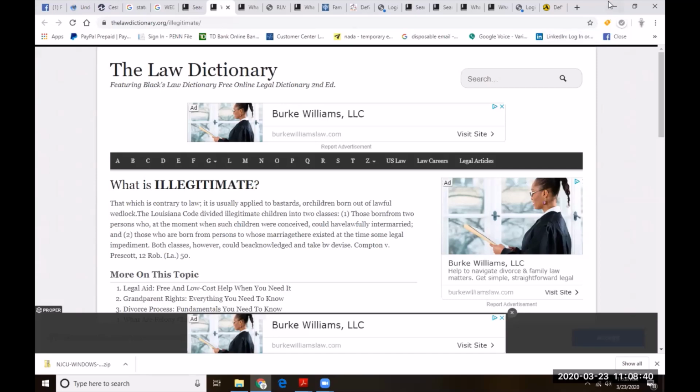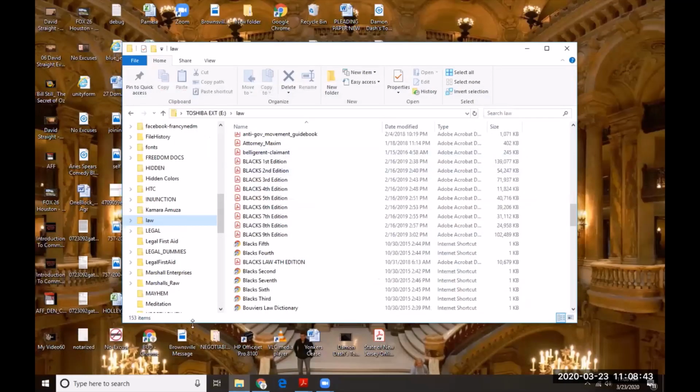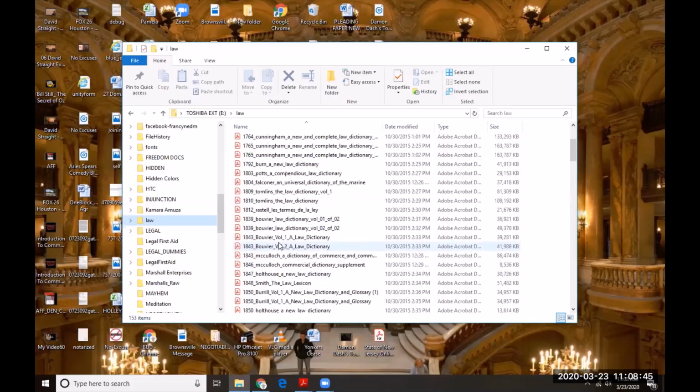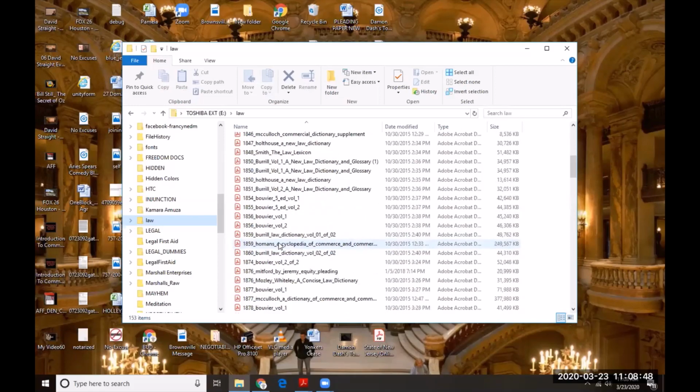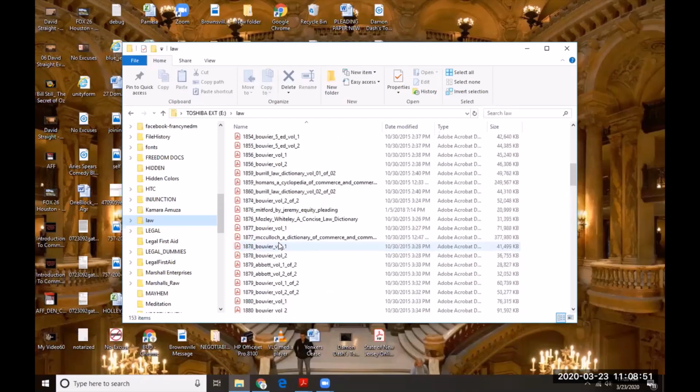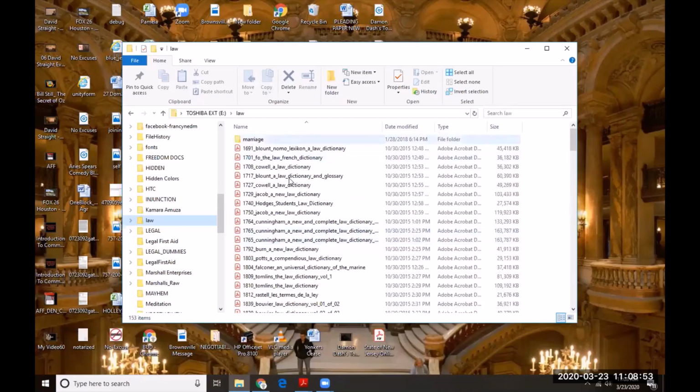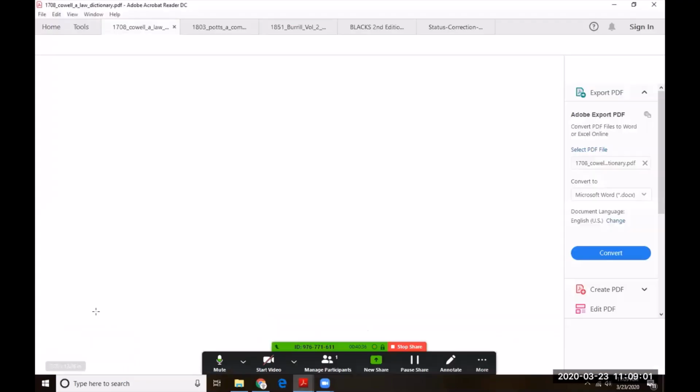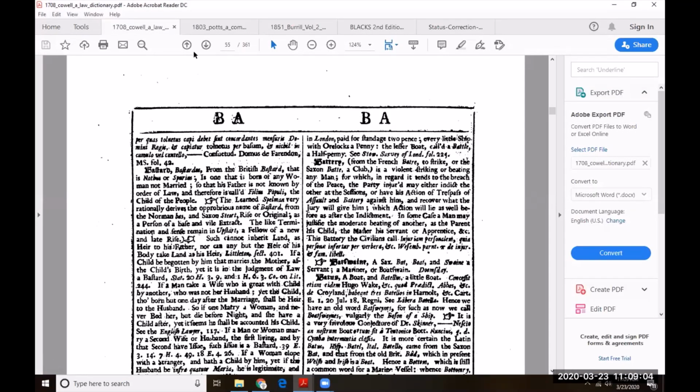Now, let me show you something that I came across in my studies. This is my collection of law dictionaries. I said, let me start at the earliest possible date and look up certain definitions. And this is what I did. So let's go into 1708, page 55. Well, this is the 1708 Cowell's Law Dictionary, page 55.